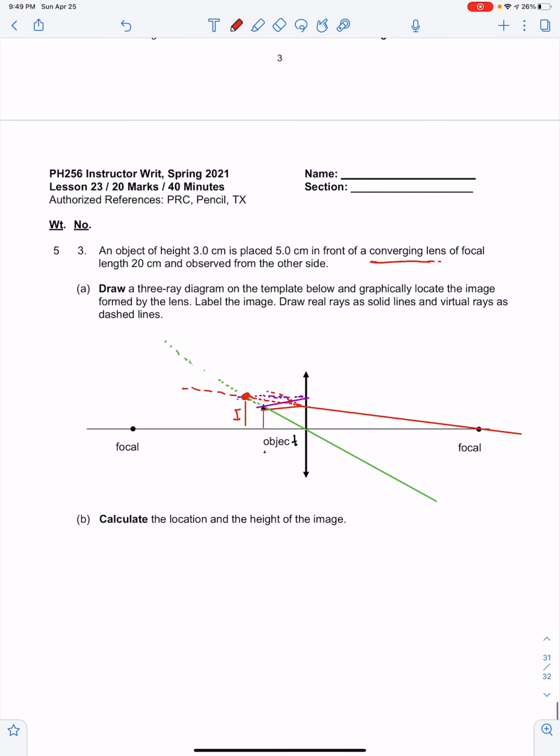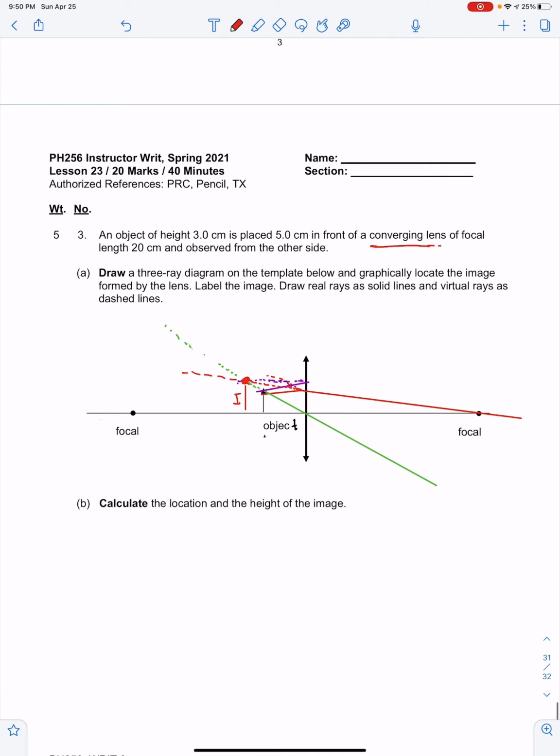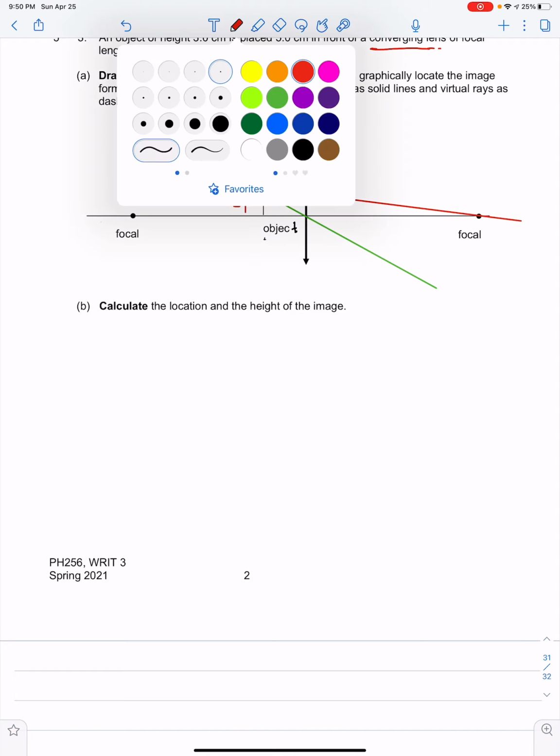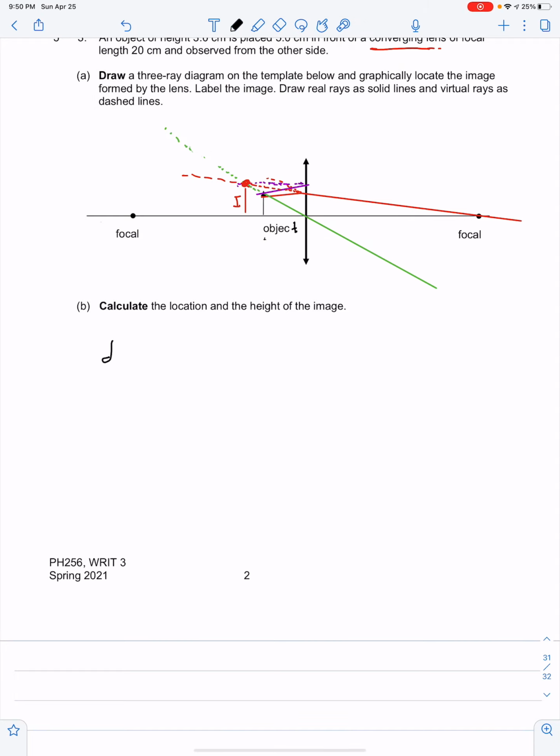And it is a virtual image because of all the virtual lines. It is also bigger than the object, and it's not inverted. Okay. And the last part is the simplest part: calculate the location and the height of the image. So we just use the equation: 1 over the distance of the object plus 1 over the distance of the image equals 1 over the focal length.